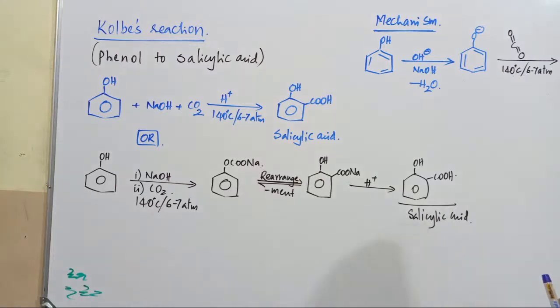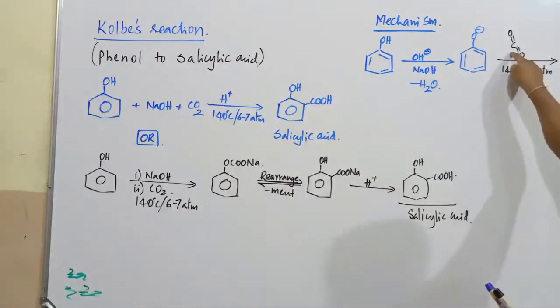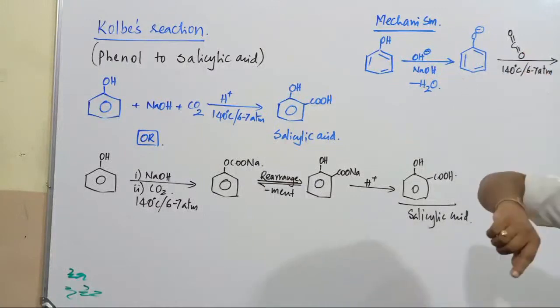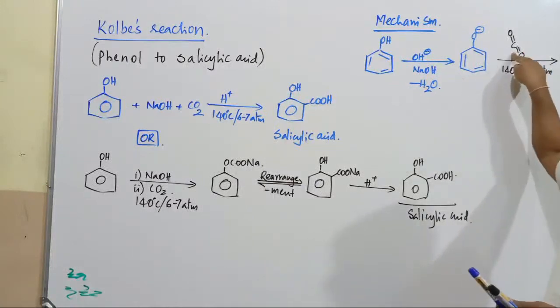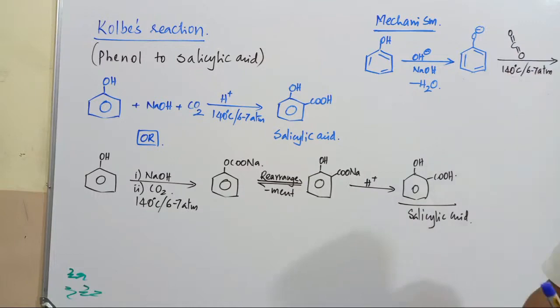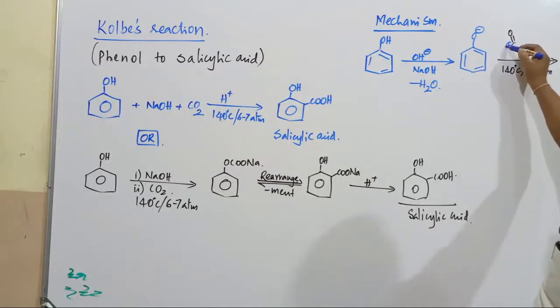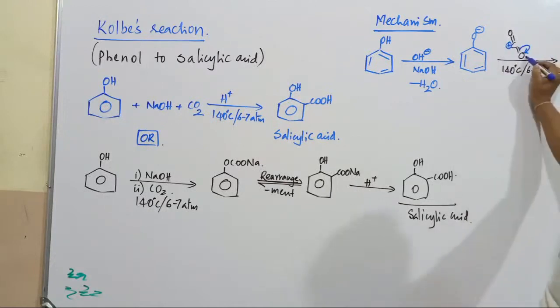What is the nature of carbon dioxide? Carbon dioxide is commonly called an electrophile species. Any species containing pi electrons, pi bonds, is always an electrophile, remember. Now here, these electrons are shifted over the oxygen atom. Naturally, the carbon atom carries what charge? Positive charge. The oxygen atom carries negative charge.